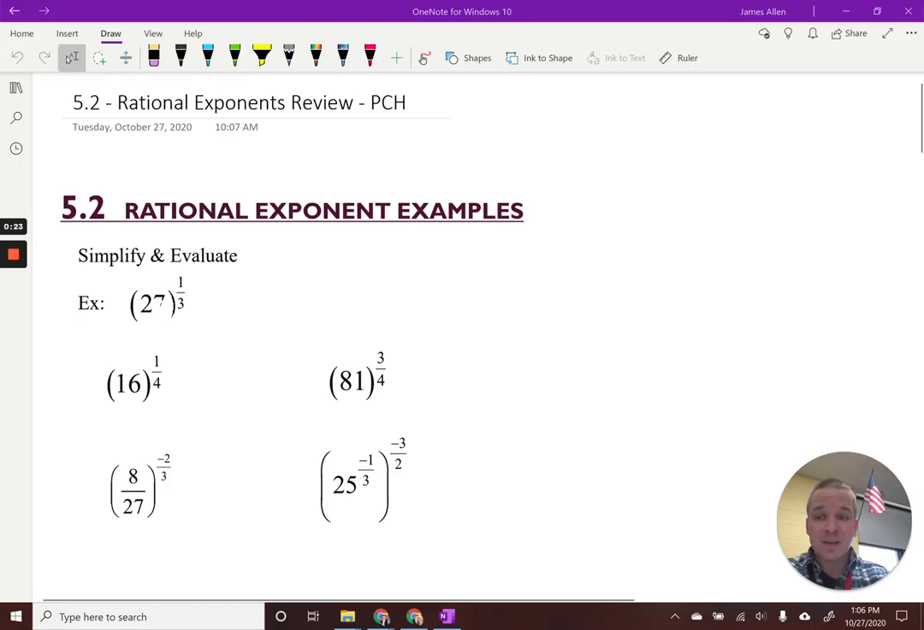Many of you might know that raising to the 1/3 is a cube root. Raising to the 1/4 is a fourth root. Raising to the 1/2 is a square root. All right, those are things we should remember from Algebra 2.